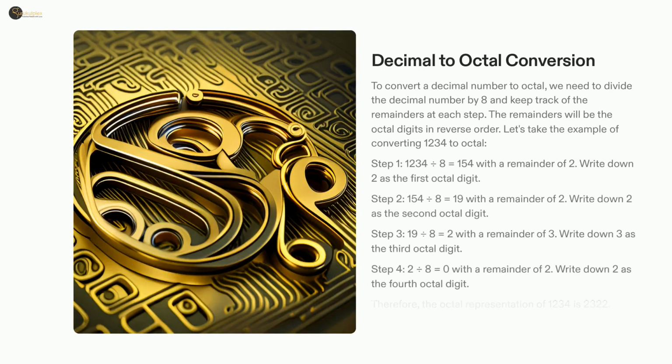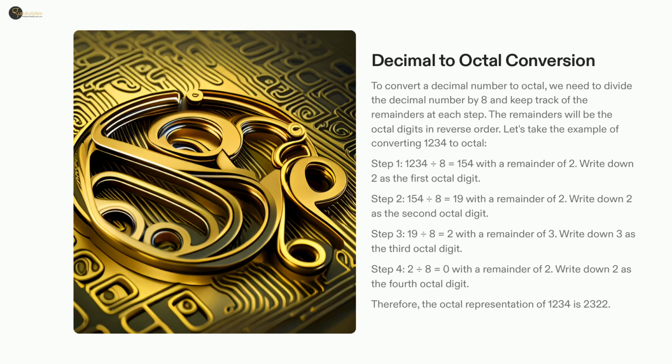Octal is another representation of numbers, and it can be converted from decimal to octal. To do this, divide the decimal number by 8 and keep track of the remainders at each step. The remainders will be the octal digits in reverse order.